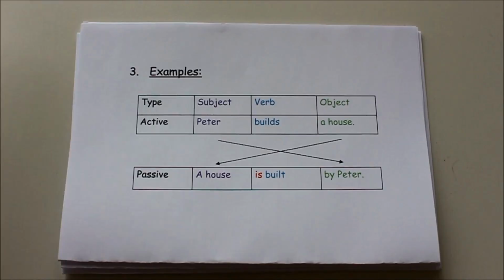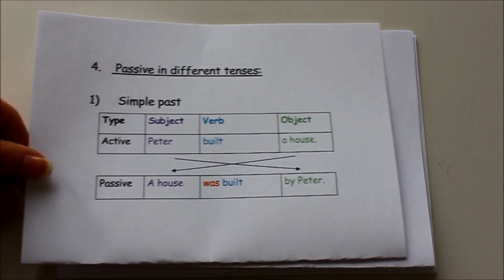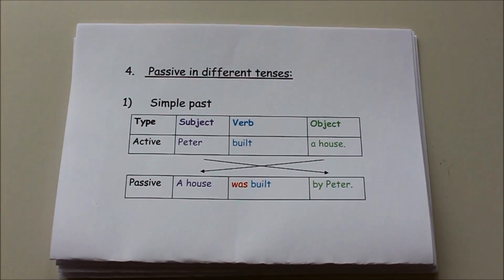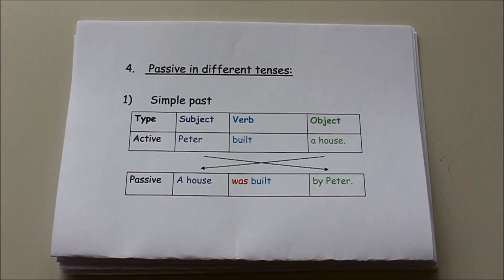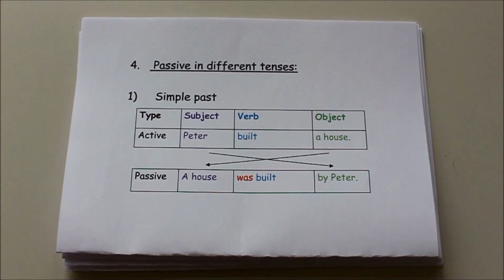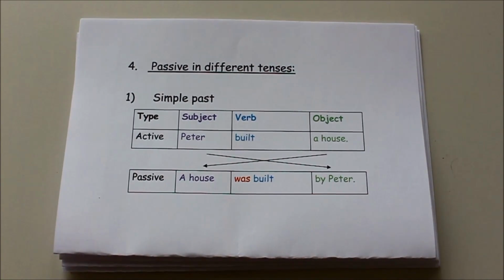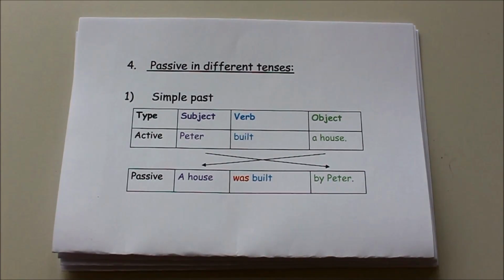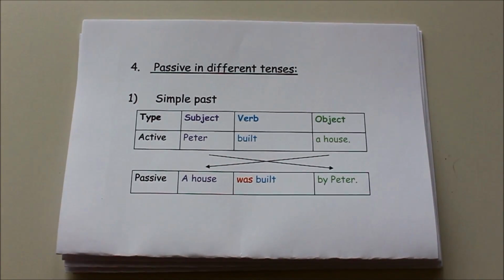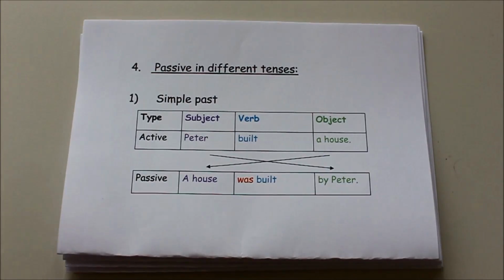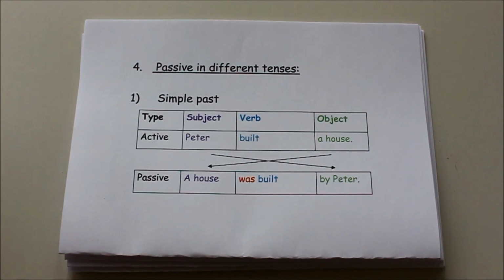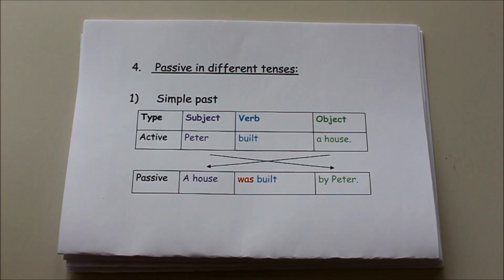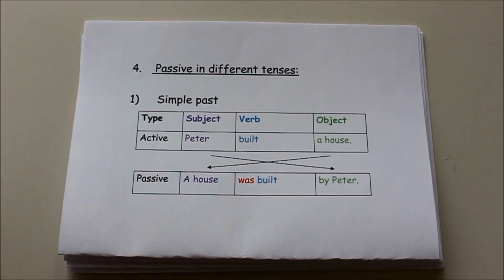The passive is also possible in other tenses. The process is just the same as in the first example above. The only thing that changes is the verb form. Let's start with the simple past. As in the other sentence, you start with a normal active sentence in the simple past, exchange subject and object, and you have the passive sentence. Peter built a house changes to a house was built by Peter.